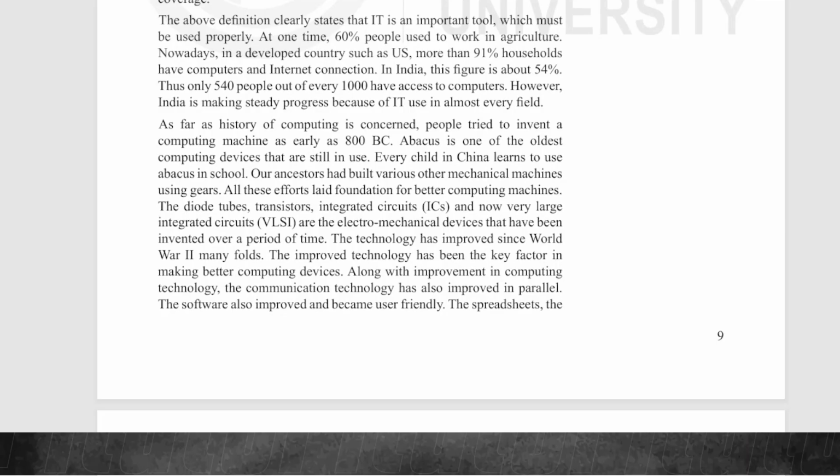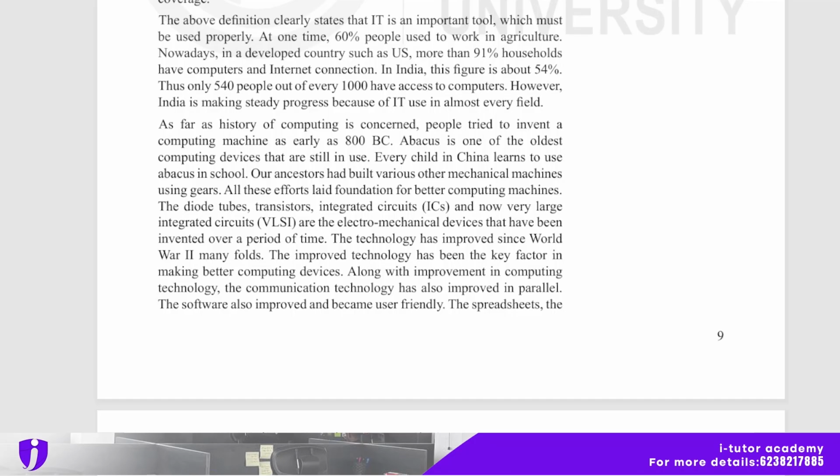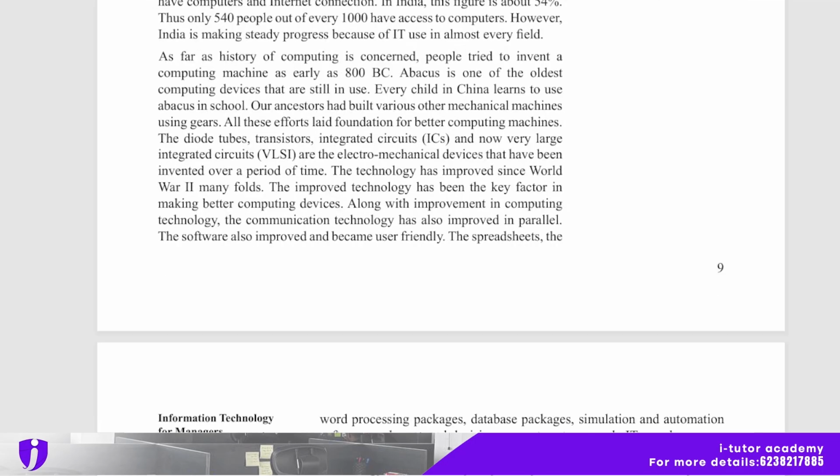At one time, 60% of people used to work in agriculture. Nowadays, in a developed country such as the US, more than 91% of households have computers and internet connection. In India, this figure is about 54%. Thus only 540 people out of every 1000 have access to computers. However, India is making steady progress because of IT use in almost every field.